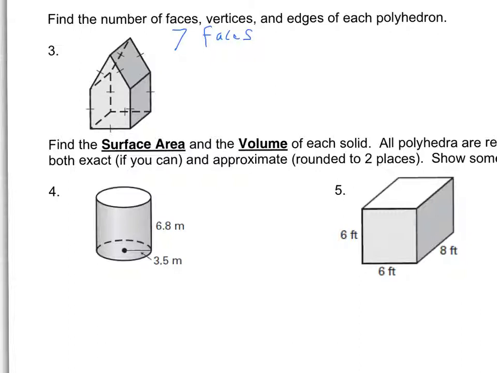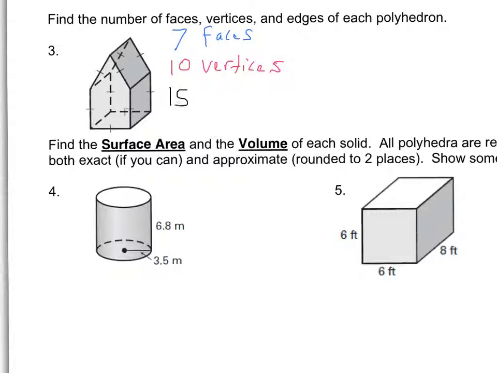Vertices are the points or the corners. Again, when you count these, you want to do it in an organized way. So maybe I'll start at the bottom and go 1, 2, 3, 4, 5, 6, 7, 8, 9, 10. And that's it, 10 vertices. And edges are the line segments that make up the polyhedron. So I'll start at the bottom with those. I have 1, 2, 3, 4, and then rising vertically, 5, 6, 7, 8, and then 9 and 10 going horizontal, and then 11, 12, 13, 14, and don't forget about this top one, makes 15.